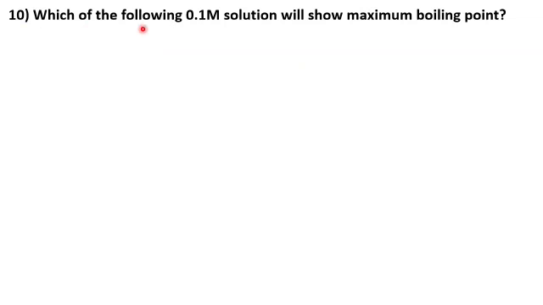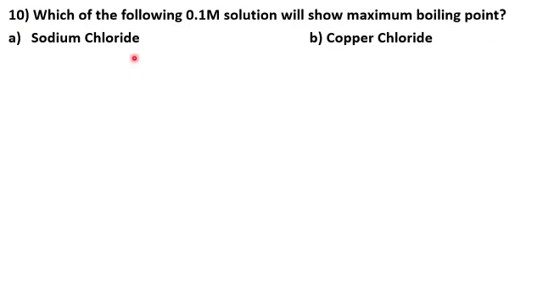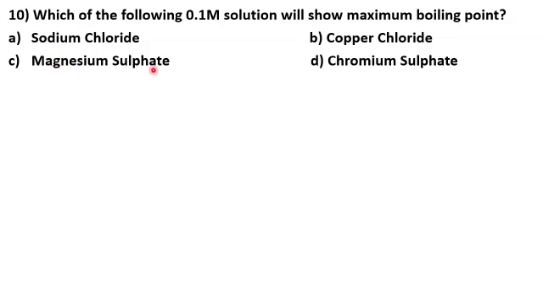Question number 10. Which of the following 0.1 molar solutions will show maximum boiling point? Option A, sodium chloride. Option B, copper chloride. Option C, magnesium sulfate. Option D, chromium sulfate.